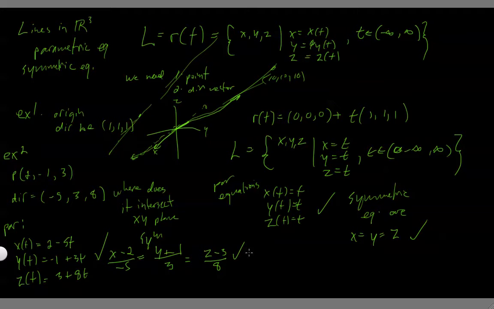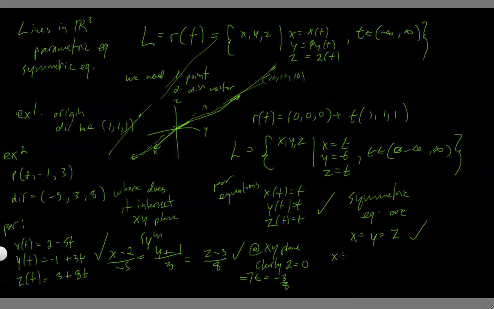Okay, so the question is, where does this thing hit the xy plane? Well, look, at the xy plane, clearly z equals 0. Okay, well, if z is equal to 0, we can solve this equation right here for t. So what you would get is that z is 0, so you would get minus 3 over 8. So this implies that t is equal to minus 3/8.